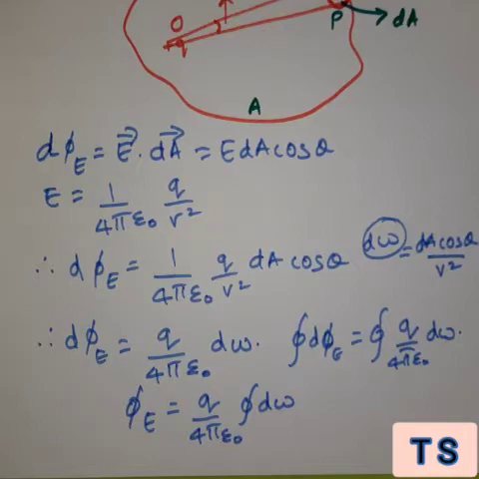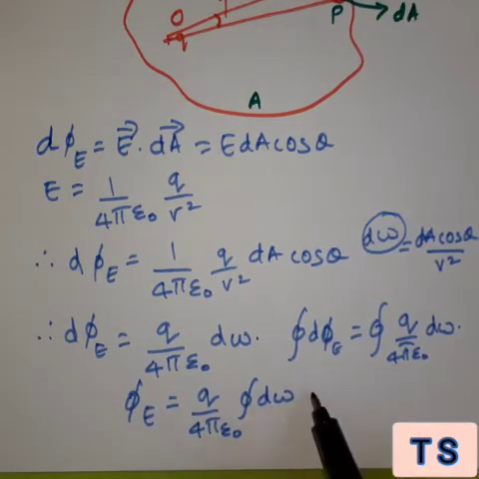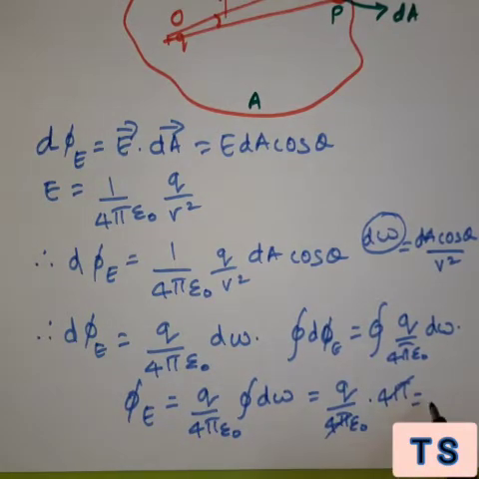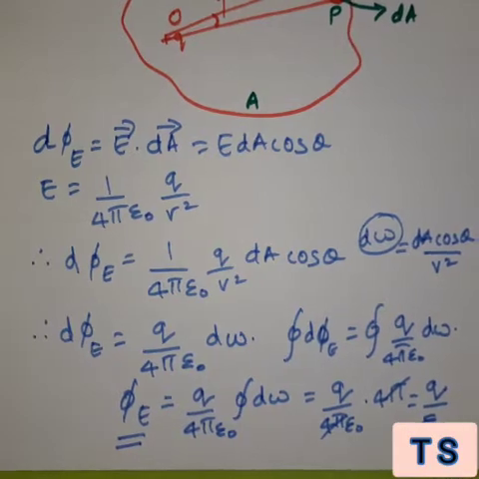d omega. The value of this d omega is actually 4 pi, so I get Q upon 4 pi epsilon naught into 4 pi. This and this get cancelled, so I get the final statement as Q upon epsilon naught. So my phi E equals Q upon epsilon naught, and this is my Gauss theorem. This can be asked in the exam for 3 marks: State the Gauss theorem and derive the equation.